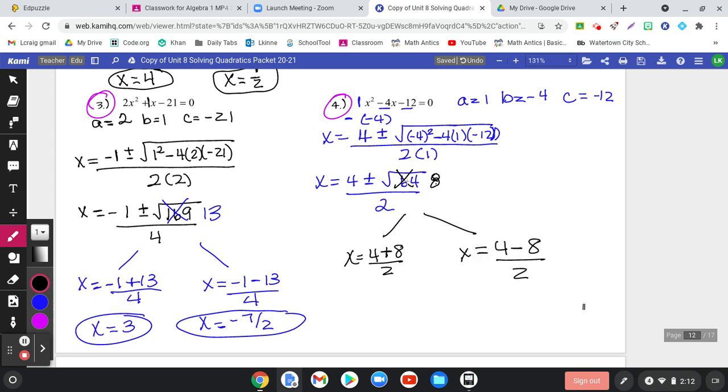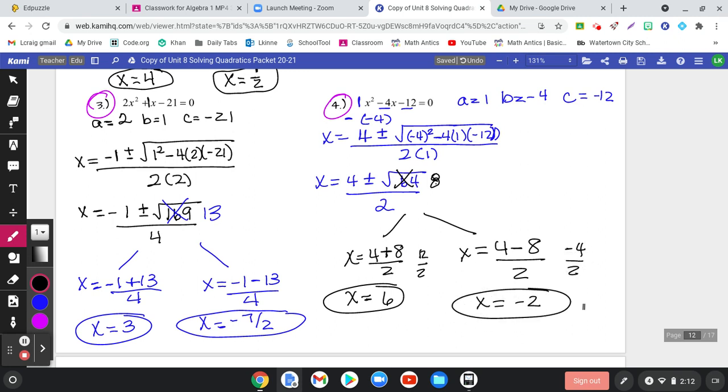Each time I'm just following this path. Take the high road first, 4 plus 8 divided by 2. And then the low road, 4 minus 8 divided by 2. So this you get 12 divided by 2, which is 6. Or just throw it in the calculator. This we get negative 4 divided by 2, which is negative 2. And again, if I put that into the calculator, you would have actually seen those. So it would hit at negative 2 and 6.